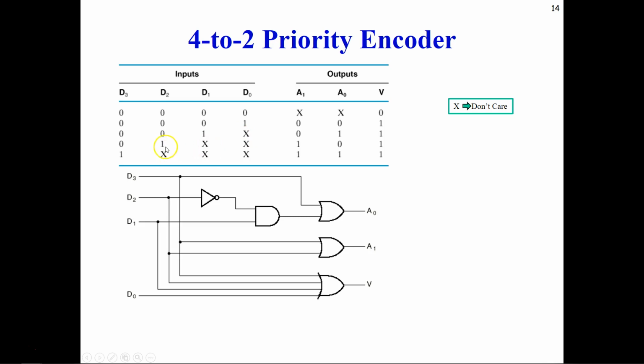And the same is for the next case, when D2 is 1 and D1 and D0, it will not care whether they are 0 or 1. It will give the output corresponding to D2. And the same with this one, when D3 is activated, it will not care for the input being sent through D0, D1 and D2. So your output is going to correspond to D3. So this is your priority encoder. You use these don't cares, which will avoid that problem.